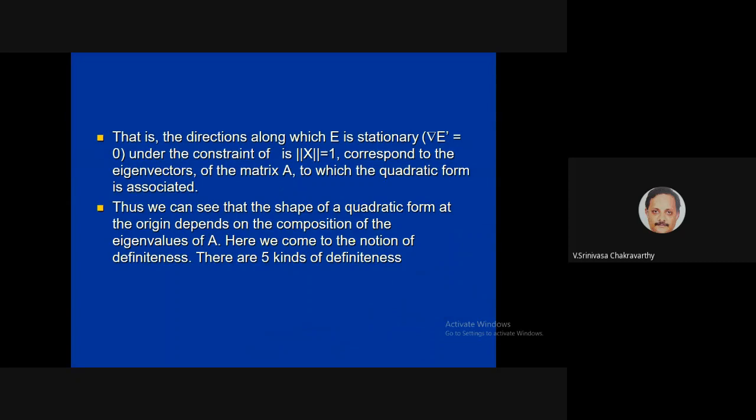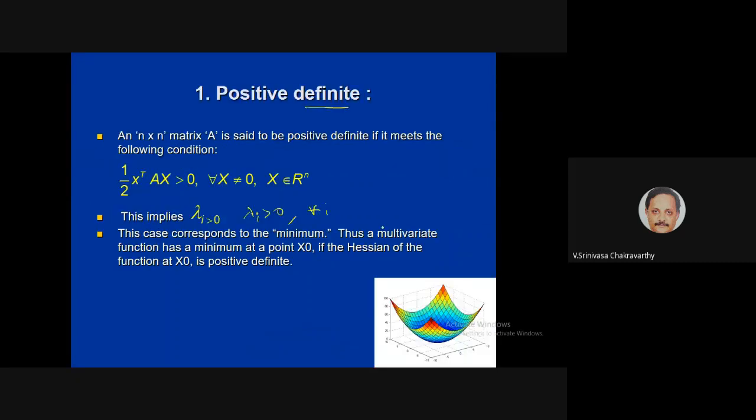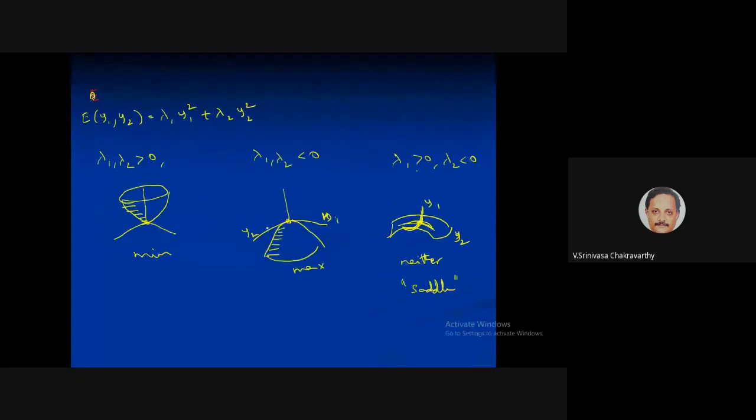So we need to define this more carefully. In the general case where E depends on n variables, y1 to yn, only when all the eigenvalues are positive, you have a function which is going up and which has a minimum, and only when all the eigenvalues are negative, you have a function which is going down and therefore has a maximum. But in the more general case, where some eigenvalues are positive and some are negative, it is neither.